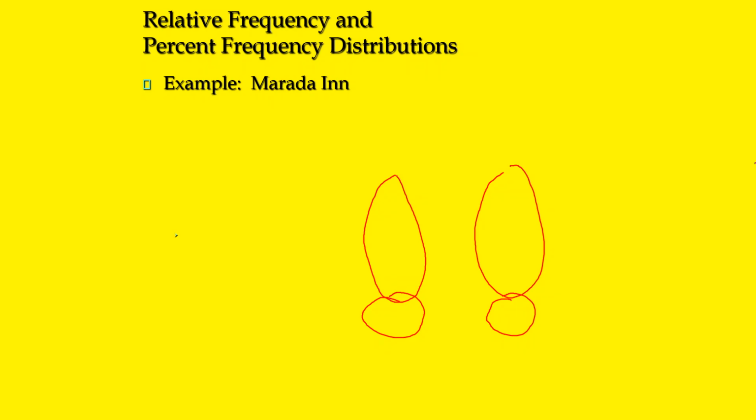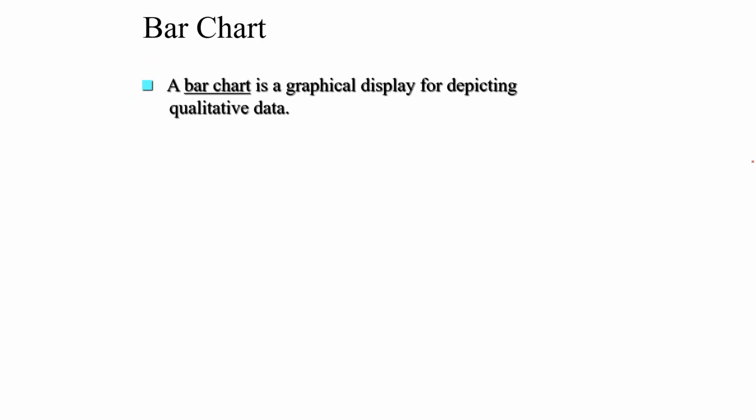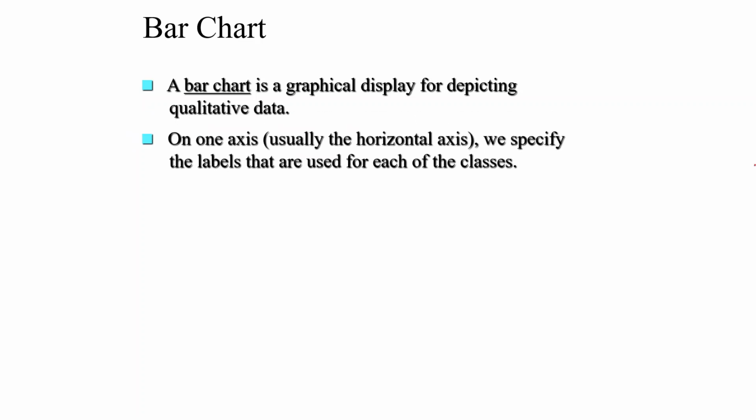Now let's move on to the bar chart and pie chart. So what is a bar chart? A bar chart is a graphical display for depicting qualitative data or categorical data. Qualitative and categorical data are the same thing. Before we had Excel and computers, people usually drew charts manually. That's what I did when I was in middle school, I believe. We actually had to use our hands to draw the bar chart.